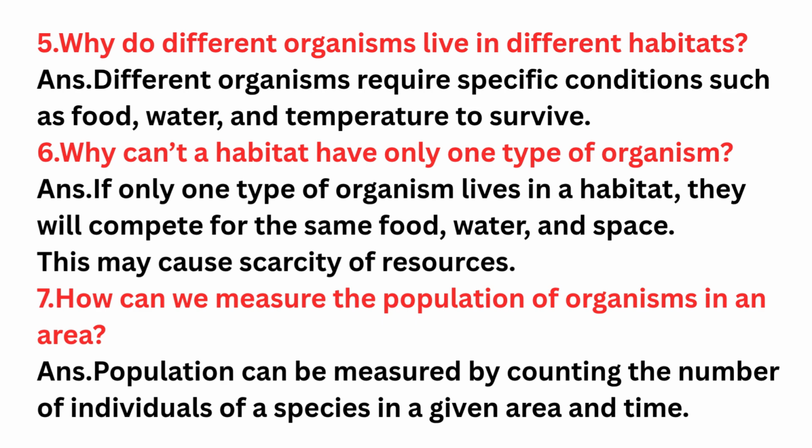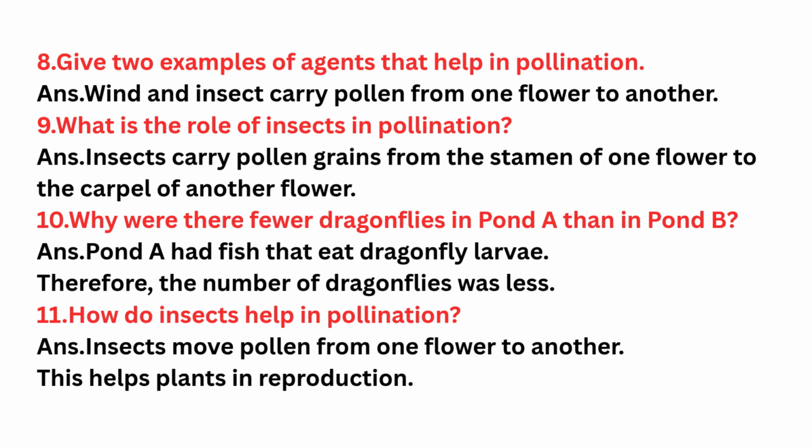Question number 7. How can we measure the population of organisms in an area? Answer: Population can be measured by counting the number of individuals of a species in a given area. Question number 8. Give 2 examples of agents that help in pollination. Answer: Wind and insects carry pollen from one flower to another. Question number 9. What is the role of insects in pollination? Answer: Insects carry pollen grains from the stamen of one flower to the carpel of another flower.